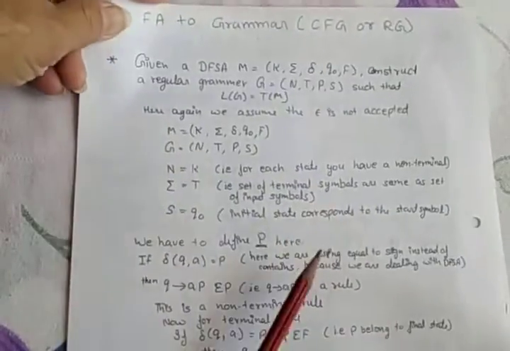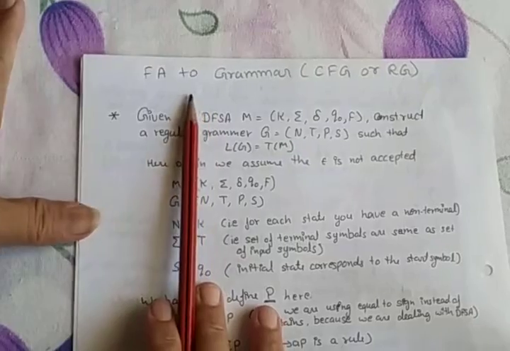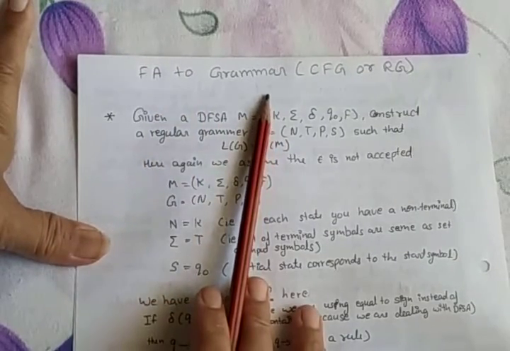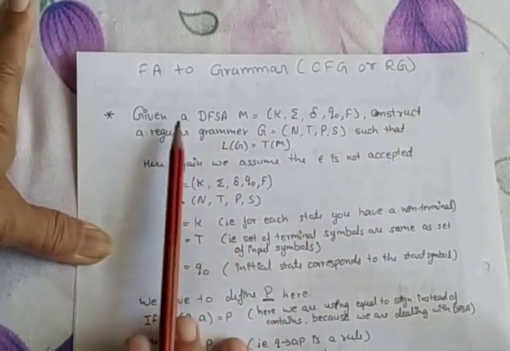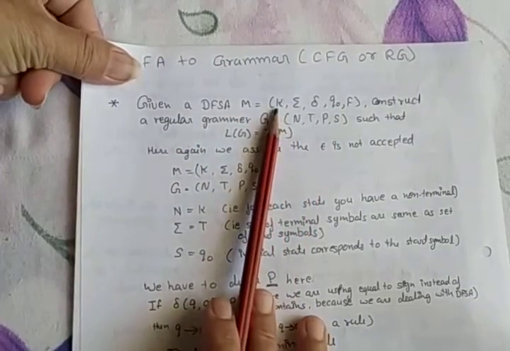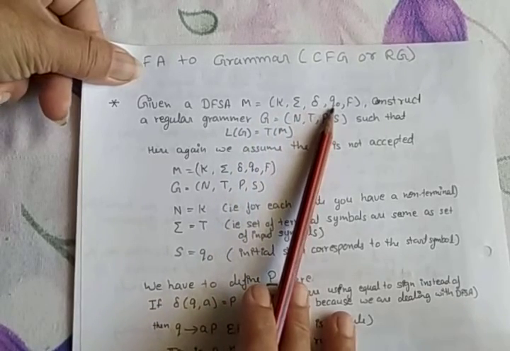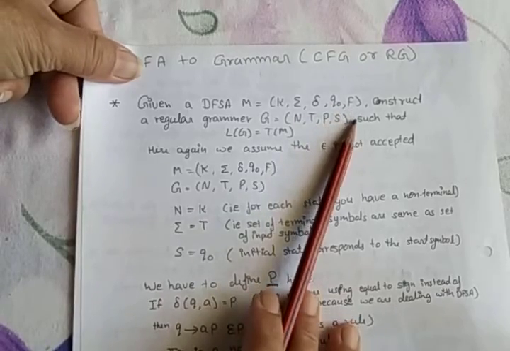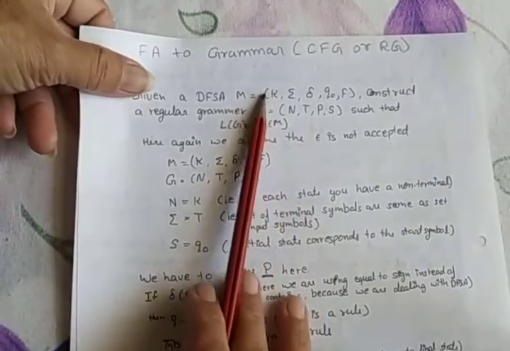Now, if we are given a finite automata, then we can construct a grammar, whether it is a context-free grammar or a regular grammar. The rules will be the same only. Now suppose a finite state automata is given to us with the number of states, number of symbols, transition function, initial state and the final state. And we need to construct this grammar. Fine. See the correspondence between these two.